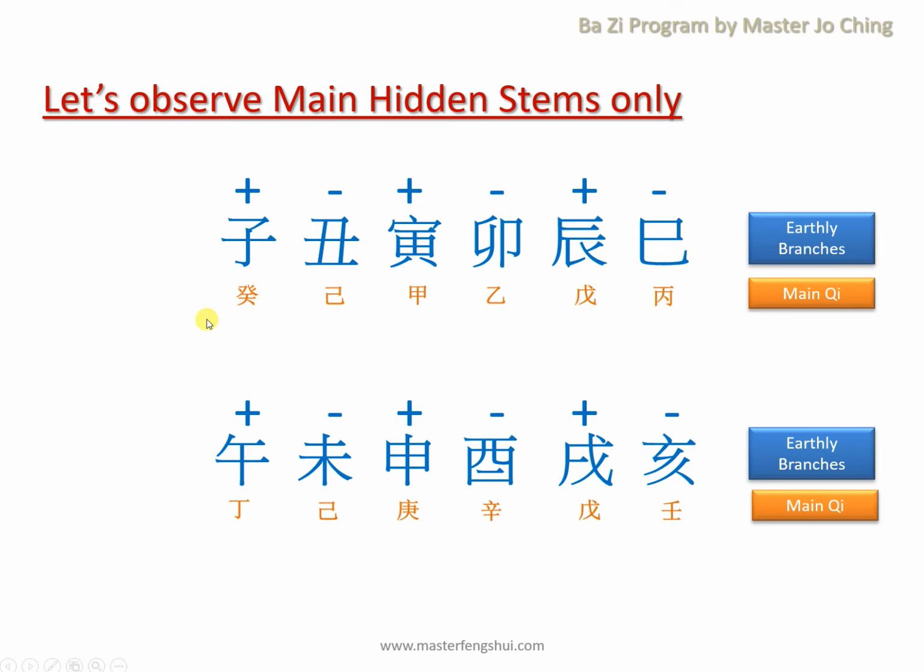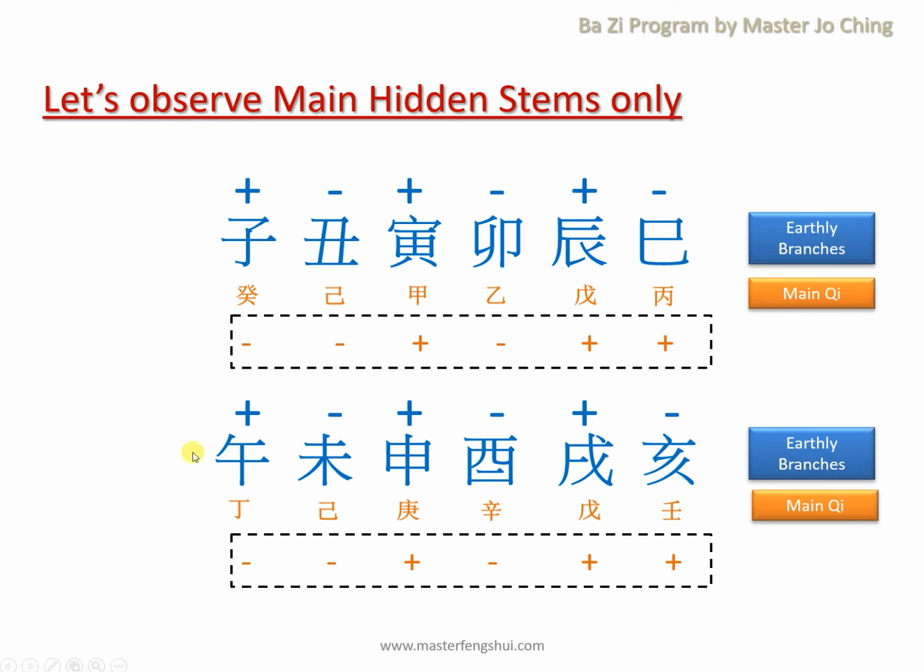But in terms of elemental value, definitely the branch and the following so-called hidden stem, the main qi especially, they are always sharing the same element. Like I pick one more, like this is metal rooster, and underneath metal rooster, we have actually this main qi known as the Xin metal. So metal and metal, okay.